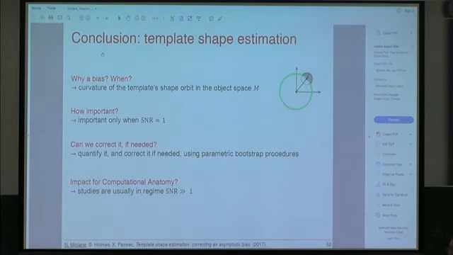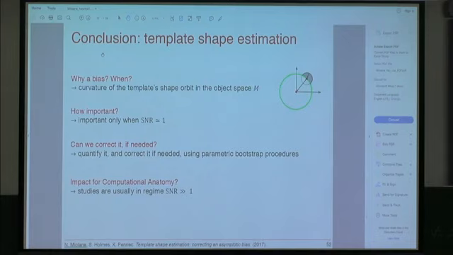So if we summarize, we studied template shape estimation, an algorithm that we didn't invent, but that has been used for more than 15 years in computational anatomy, and we asked about the behavior of this algorithm. We knew that there was a bias because of simulated examples, and we gave a geometric interpretation of this bias. So why is there a bias? When does it appear? There is a bias because of the curvature of the template-shape orbit in the object space. So it appears as long as these orbits are curved, so when you have singularities in the shape space.